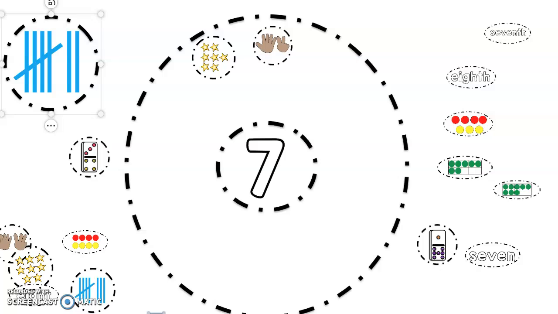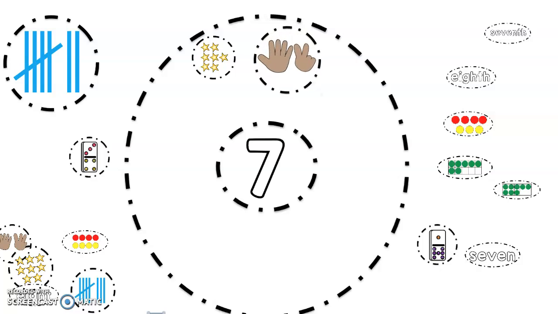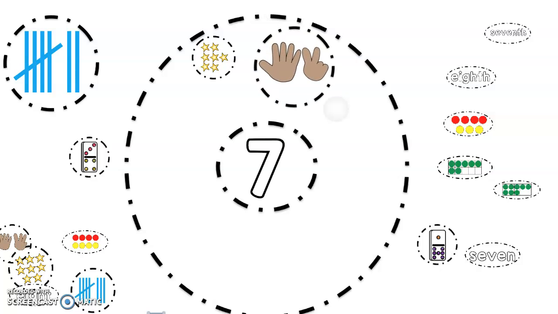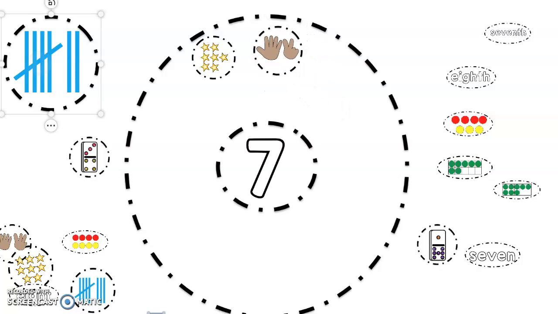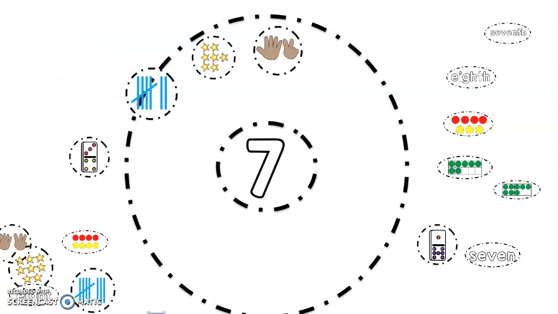All right, let's try these tally marks. This time, I still have a diagonal line going across the middle. So that means 5. So I have a group of 5 and 2 more. Well, over here on the hands, 5 and 2 made 7. So what do you think about over here on the blue tally marks? Do you think that will make 7 if it's 5 and 2 again? Yes, 5, 6, 7. So yes, we want this group of tally marks.